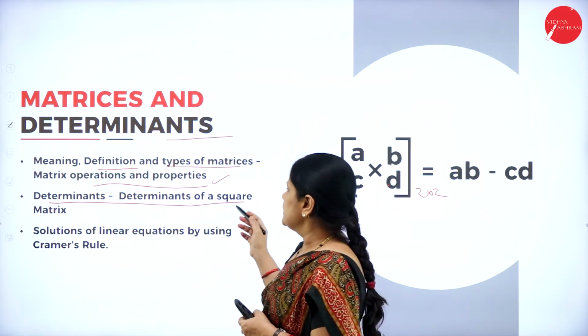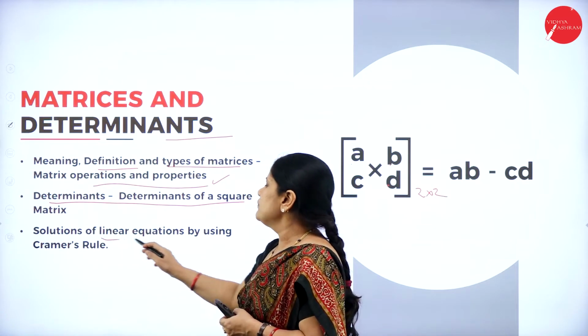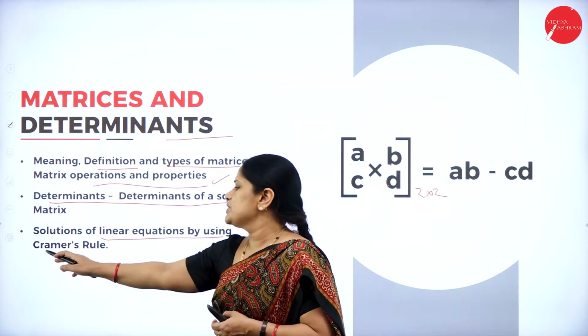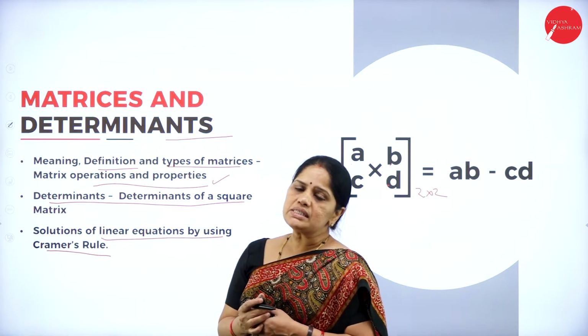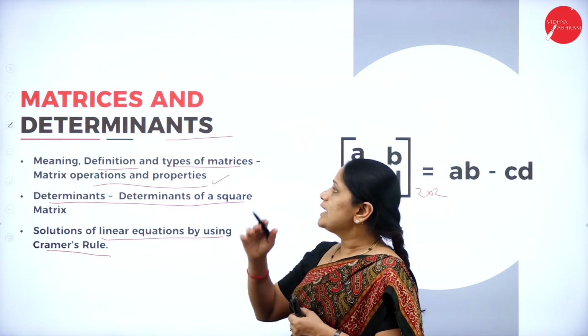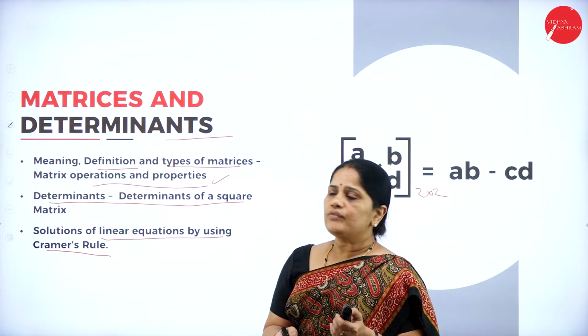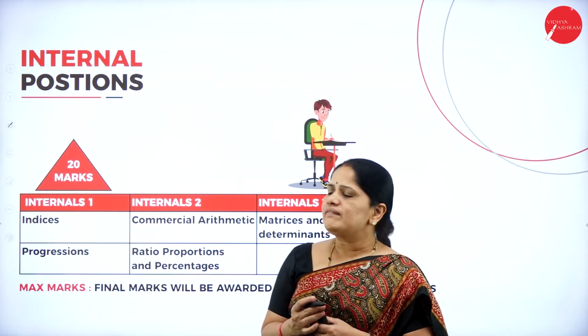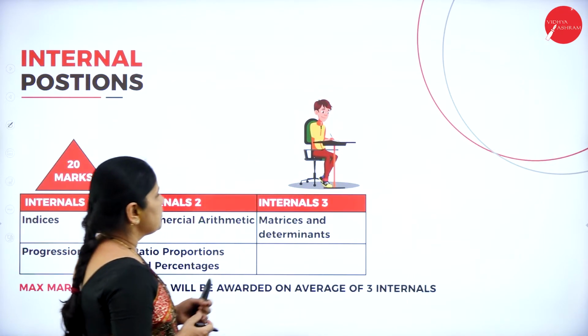So what is the determinant of a square matrix? Then also we will be having linear equations by using Cramer's rule. So all this will comprise the Unit 4. Next, let us have a look into the internal assessment.